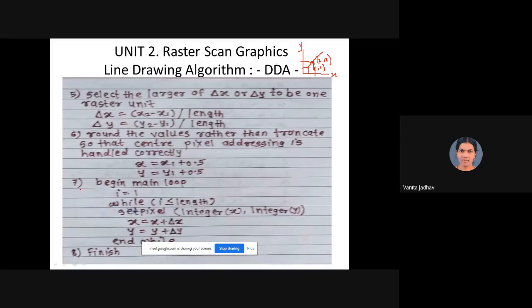Pixels. Now come to the last step, the major step. Begin main loop: I is equal to 1, while I is less than or equal to length. We have calculated the length, and we are initializing the variable I to 1. We have to follow this loop from 1 to length. For example, if the length is 5, I need to follow this while loop 5 times: 1, 2, 3, 4, 5, because it is I less than or equal to length. After that, set pixel integer of x, integer of y. Set pixel is nothing but equivalent to put pixel. In the algorithm, the keyword is set pixel.